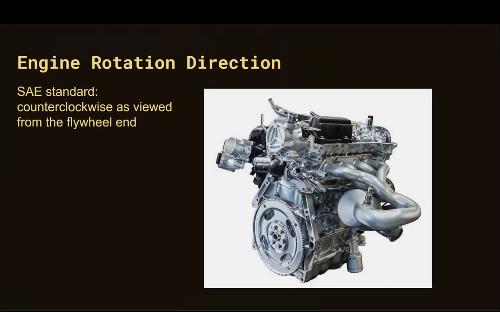The last thing that we will talk about as far as identifying an engine is the rotation direction. Now, when we're looking at the engine from the flywheel end, the end here, this big wheel is the flywheel. The SAE standard, or the Society of Automotive Engineers standard, is that the motor turns counterclockwise. So this flywheel would rotate in this direction. The top would move to the left. So if we're looking at the engine from the other side, the engine would appear to move clockwise.